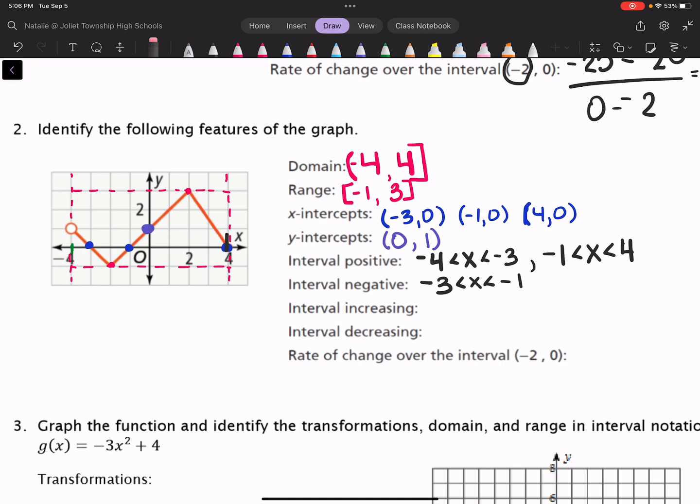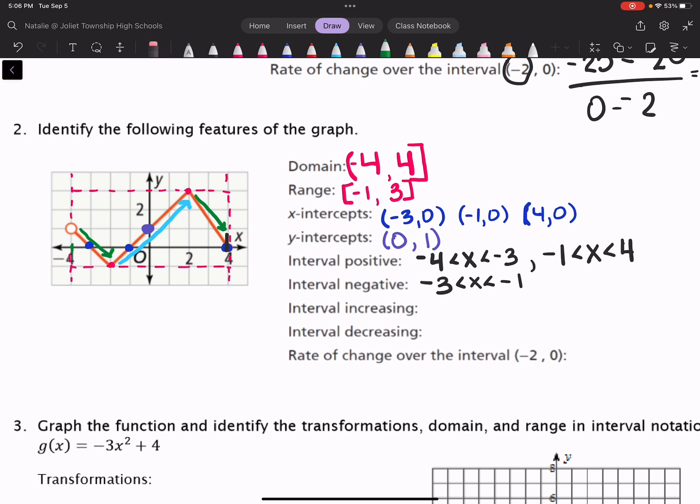Our last 2 intervals that we're looking at are interval increasing and interval decreasing. So as we read this curve from left to right, we start off by decreasing, then our function increases, and then it decreases one more time. So we have really 3 different intervals that we need to identify as increasing and decreasing.